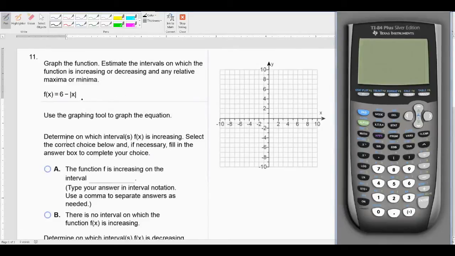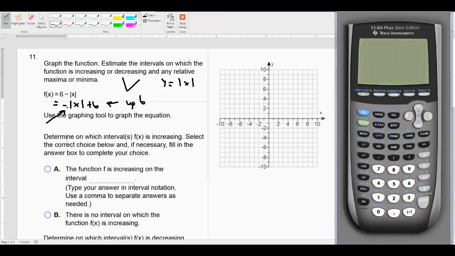For this problem, we're actually going to graph this function. Notice that the basic function is the absolute value of x, which means the shape is going to be a V shape. Now, if you want to understand the shifts, you can rewrite it like this, which means that that plus 6 is going to move it up 6, and then that negative on the outside, because your basic function is y equals the absolute value of x.